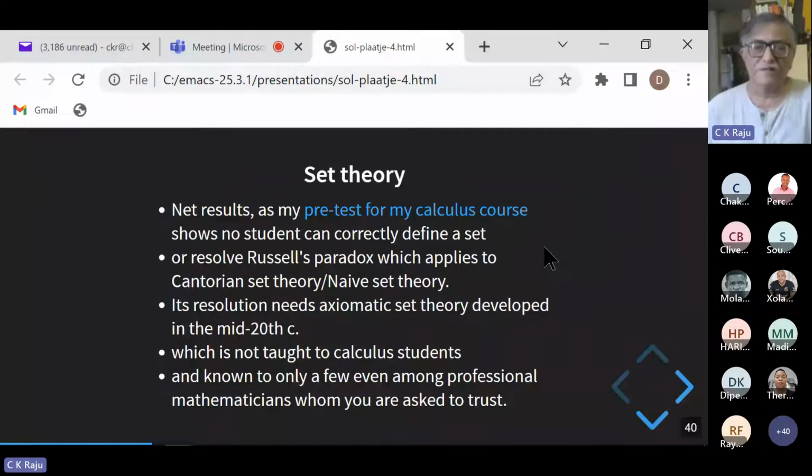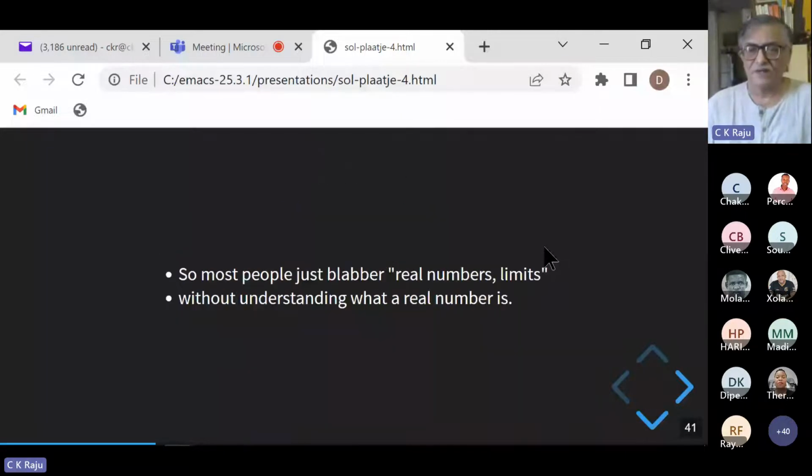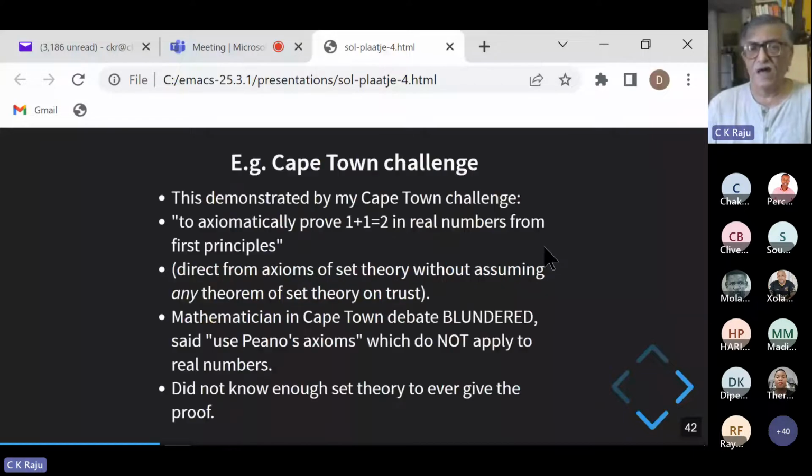Even professional mathematicians don't know. Very few know. So most people just blabber real numbers, limits, without understanding what a real number really is. It involves a huge metaphysics of infinity. So I issued a challenge to the mathematician with whom I discussed in Cape Town. Just prove 1 + 1 = 2. Nothing more than that. 1 + 1 = 2.